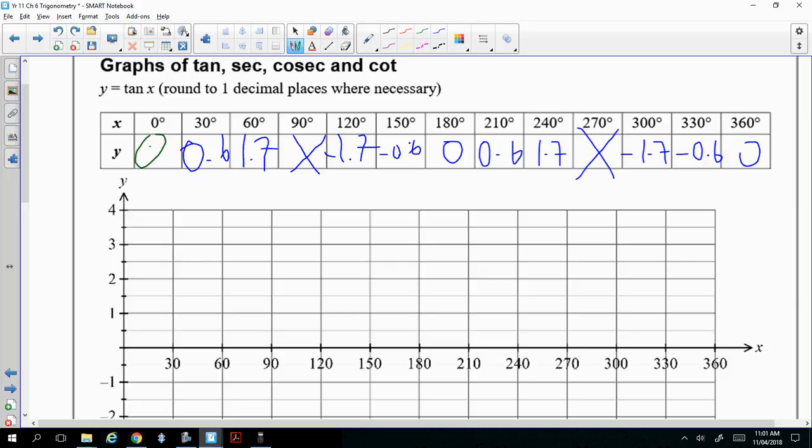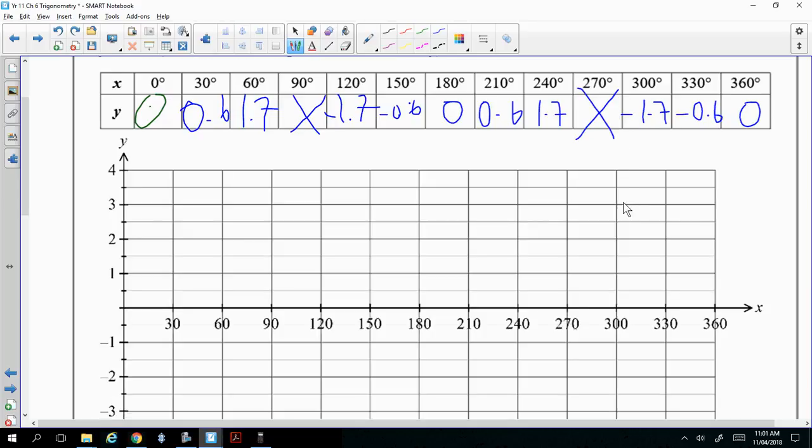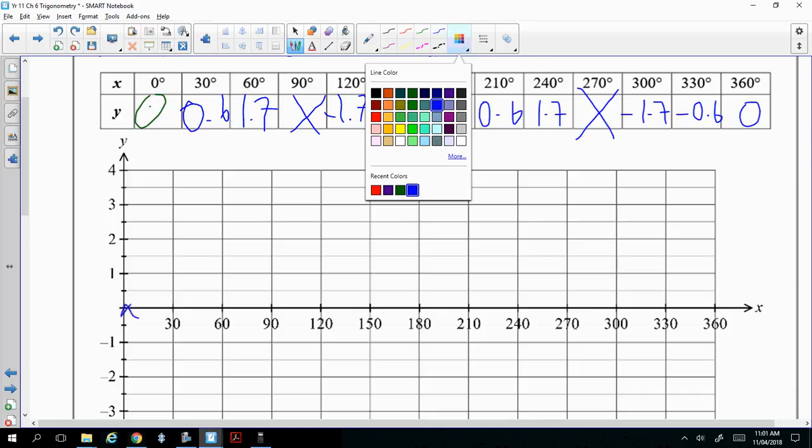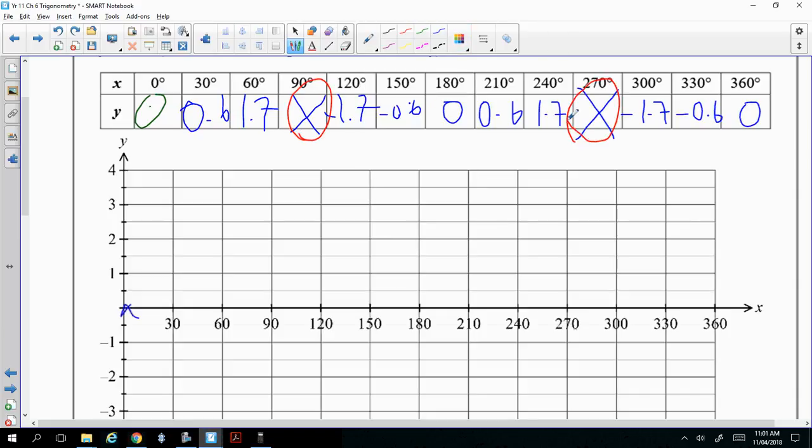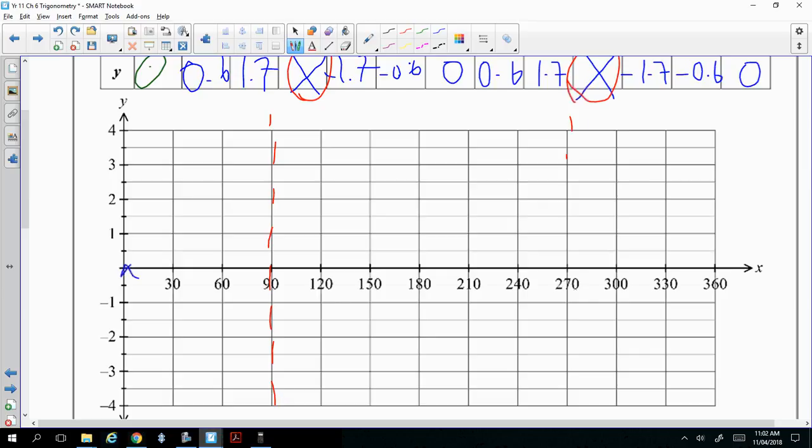And then we'll plot the points. Okay, we'll continue. What do I do at the crosses? We draw what we call the asymptotes. Hopefully you remember this term from last year, asymptotes. So tan graphs are a bit tricky, it has got asymptotes. Okay, after this we're going to plot the points. So starting from 0.6, 1.7, and then goes to infinity. 0.6, like that.